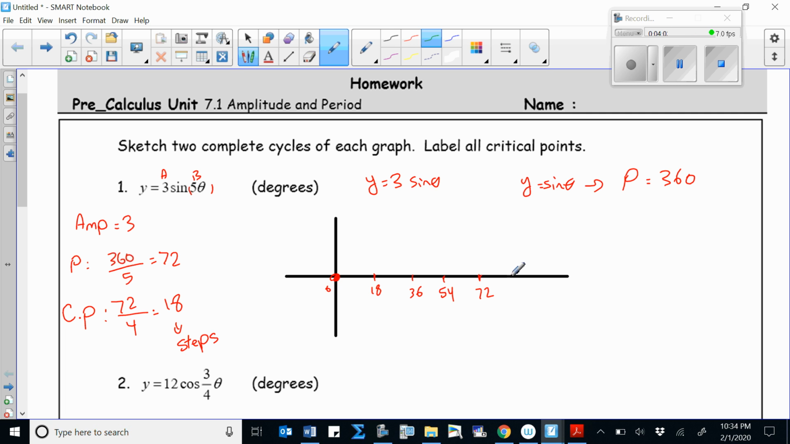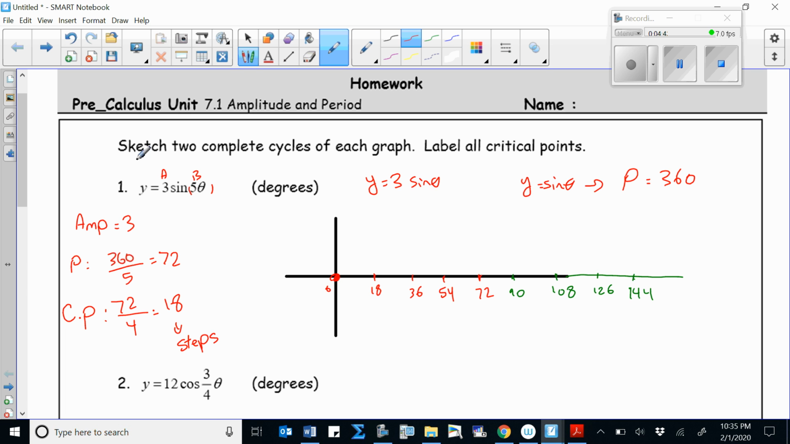So add 18 to 72, it's 90. 18 to 90 is 108. 18 to this number, let's continue this line. 18 to this one will be 126, and then another 18 to 126, 144. So these 4 points are the critical points of the second cycle, and this one is for the first one. Then we need to find the amplitude of the function.